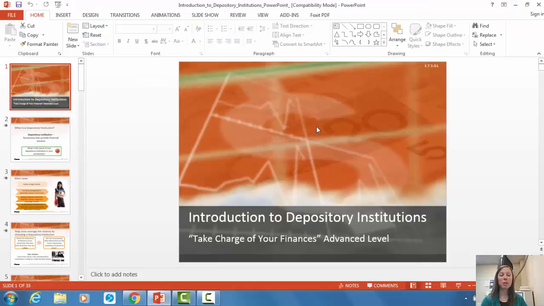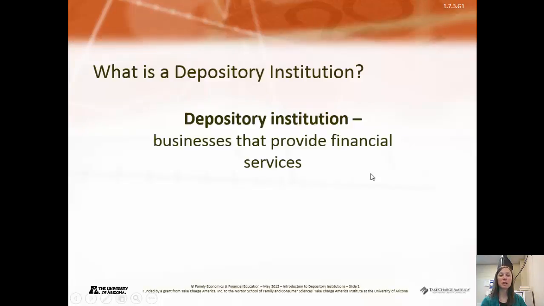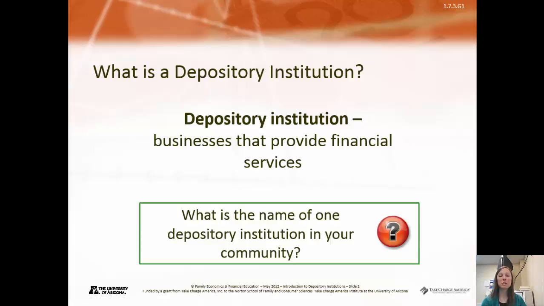So let's get started. Introduction to Depository Institutions. What are depository institutions? They are a business that provides financial services. So a bank, a credit union, those are examples of depository institutions. You can probably think of some that are in our community, maybe one that you currently are a member of.